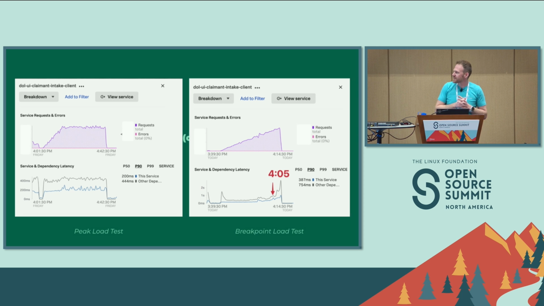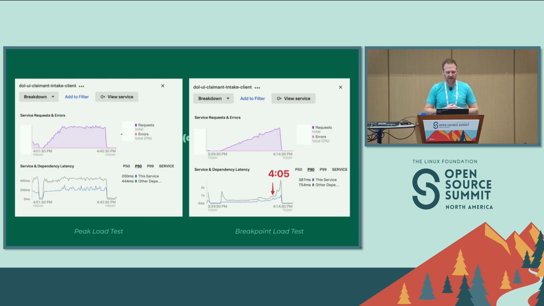Now let's look at this test on the right. This is a different test. We call this a breakpoint test, and this is where we're trying to find the point at which the application starts to fall apart. In that bridge metaphor, it's like we were driving trucks over it until it starts to crumble.